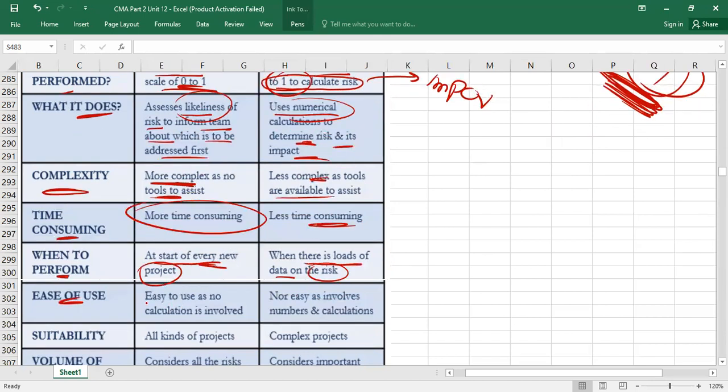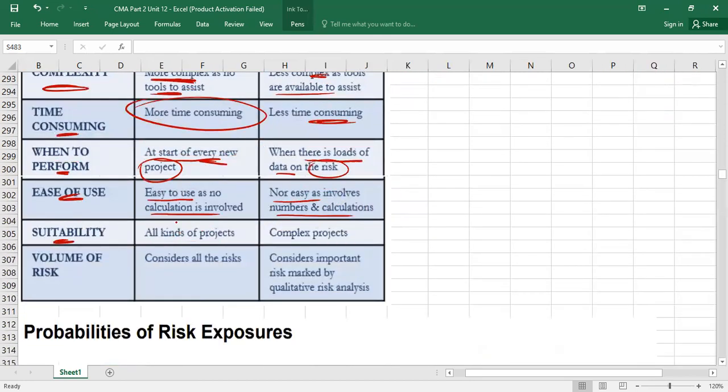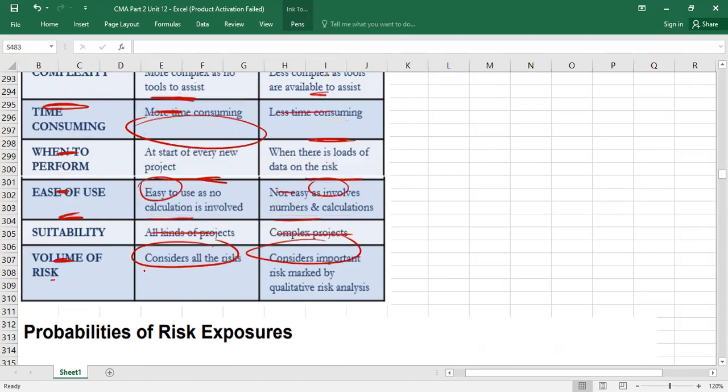Ease of use. Qualitative is easy to use as no calculation is involved, and quantitative is not easy as it involves numbers and calculation and statistical tools. Then what next? Suitability. Qualitative is suitable to all kinds of projects. Quantitative is suitable for complex projects. Then what? Volume of risk.